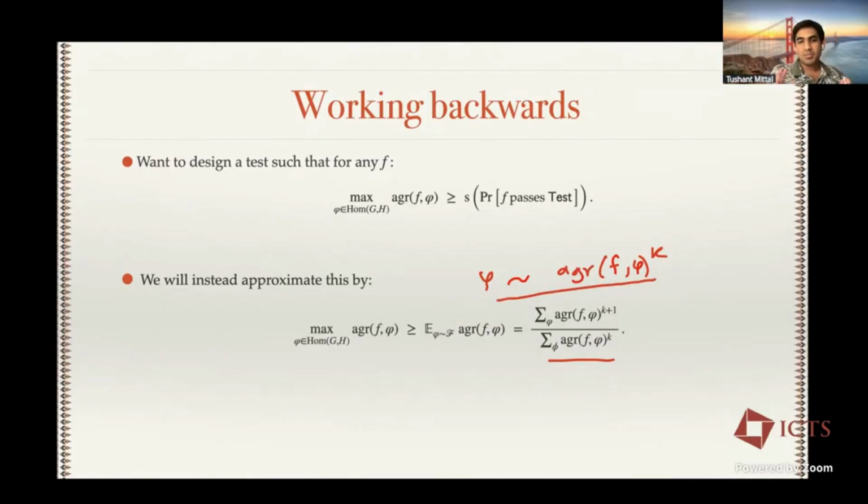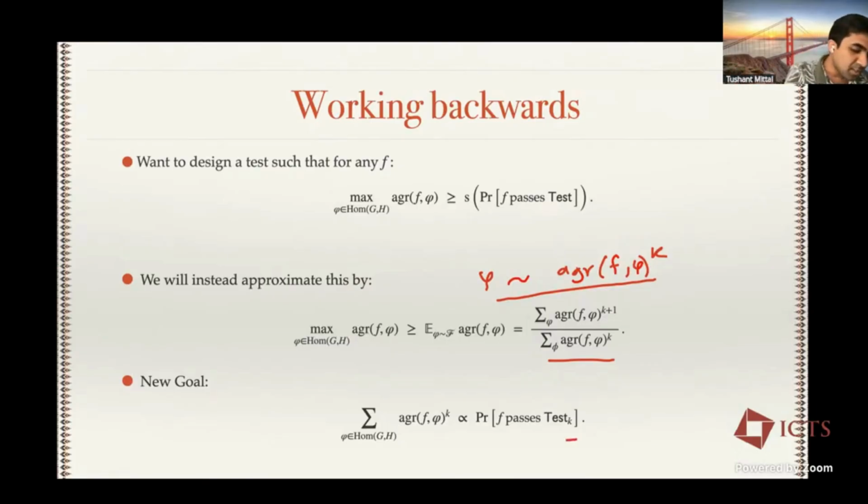Right? And just to clarify, this is not an algorithmic procedure. This is just to get the inequality. We're not really going to sample any homomorphisms here. But using this, what we're going to shoot for is to try to approximate the kth moments. So we have this sum of the kth powers of this agreement, and we're going to try to write this as some test passing probability. And this is the goal, to define such a test.